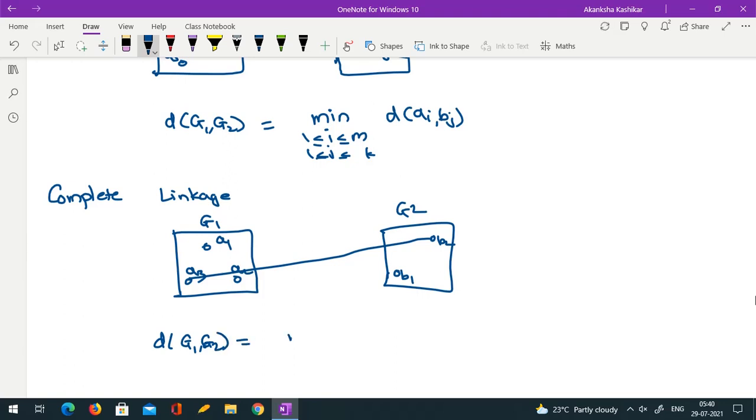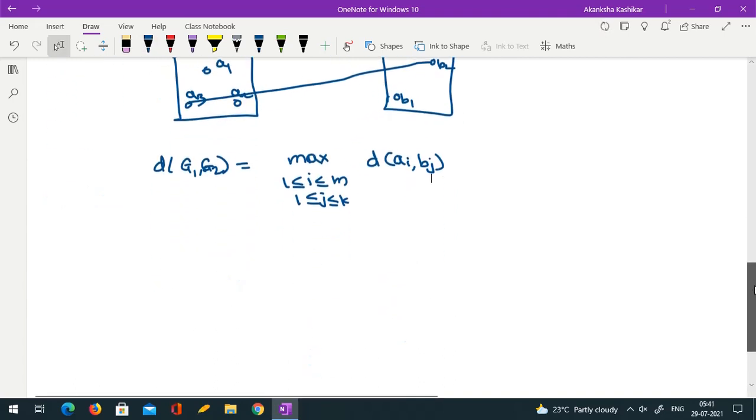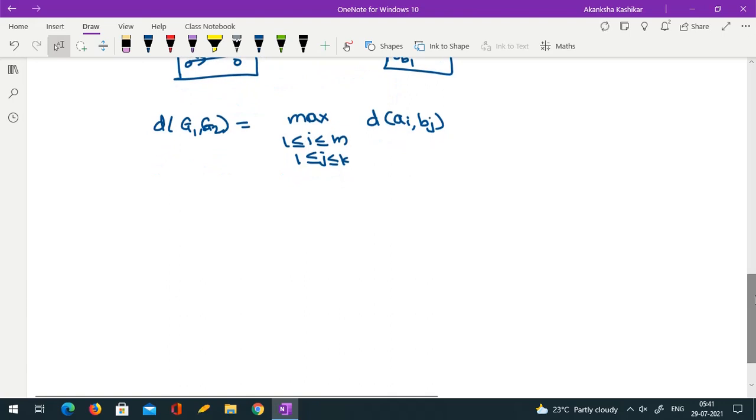So in the earlier notations, I could write this as maximum over 1 less than equal to I less than equal to M, 1 less than equal to J less than equal to K, distance between AI, BJ. The largest possible distance. So this is complete linkage. So far we have discussed three methods: average linkage, single linkage, complete linkage.